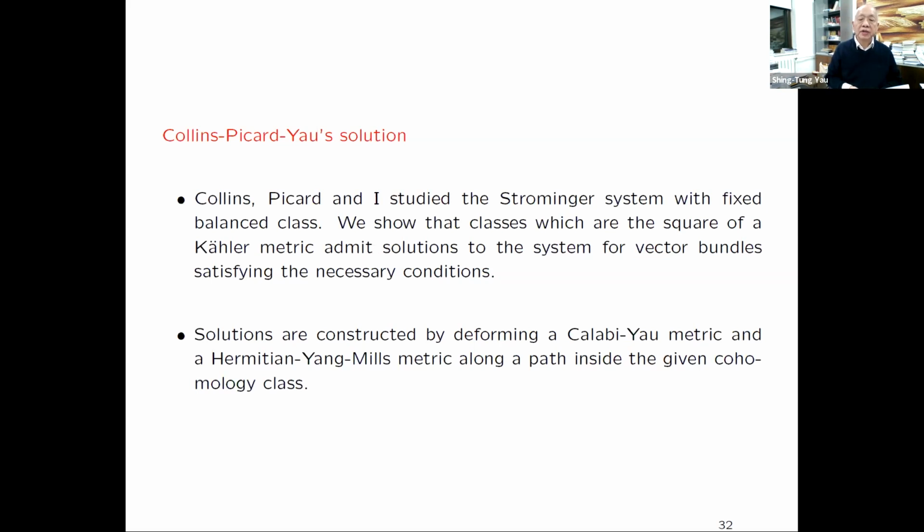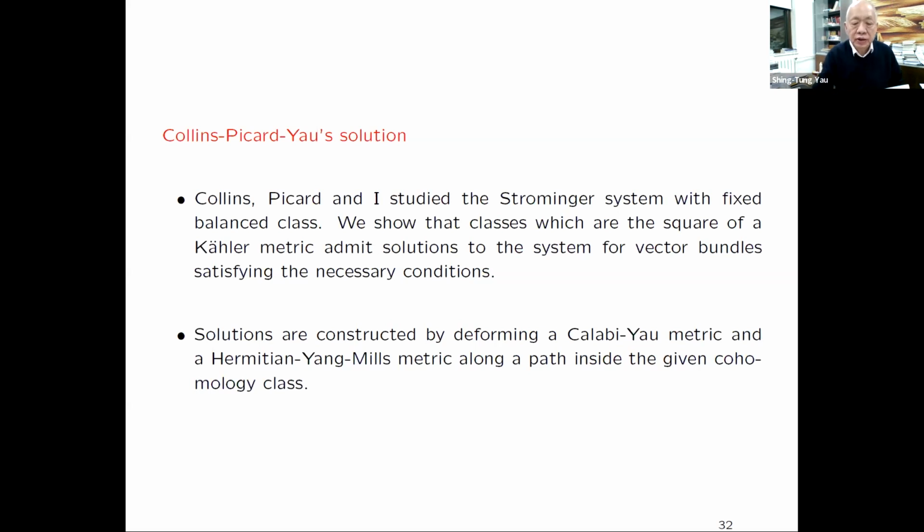We showed that if this class is the square of a Kähler metric, which admits a solution to the system for a bundle satisfying the necessary condition. So for a large class of manifolds, we solve the conjecture that I made before, that we can solve the Strominger system, but assuming the balanced class comes from the square of a Kähler metric.